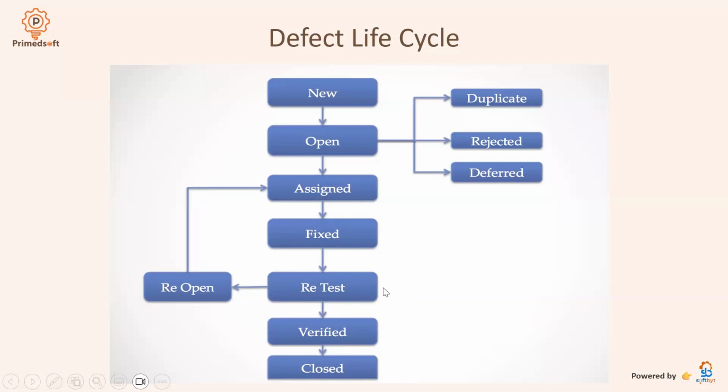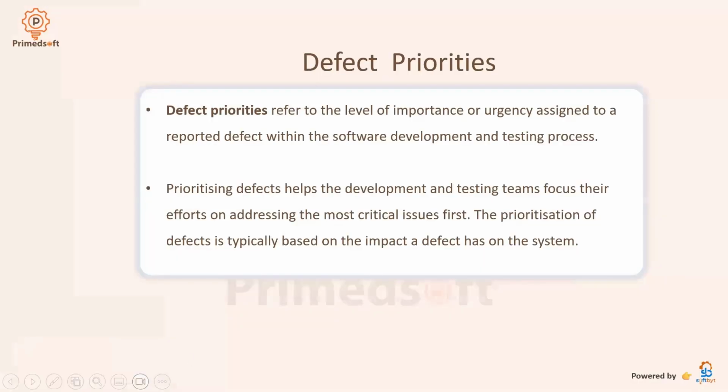But if the tester is testing it and finds that the issue is not fixed, it will be reopened, go back to assigned, and then the developer works on it again, fixes it, and it's retested. If the issue is not resolved, it's reopened again. If the issue is resolved, it's verified and closed. All right, so that is the life cycle of a bug.